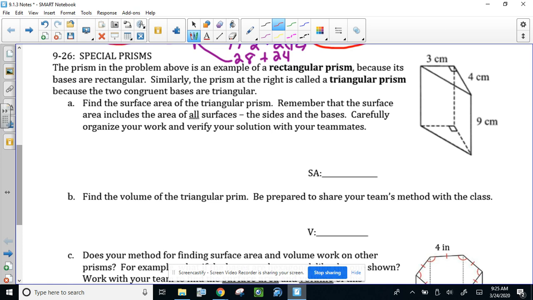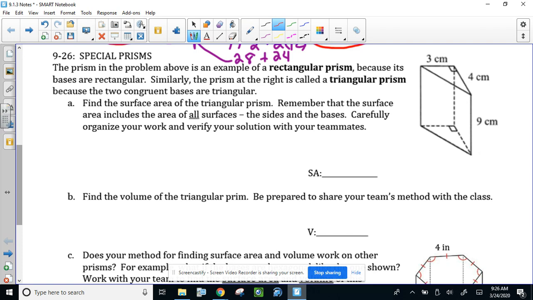So now that we've worked through our formulas and been able to solidify them with rectangular solids, we're now going to expand our idea. The prism in the problem we just did was called a rectangular prism because the bases are rectangles. Here on the right, we have this triangular prism, and that's because we have bases that are triangles.